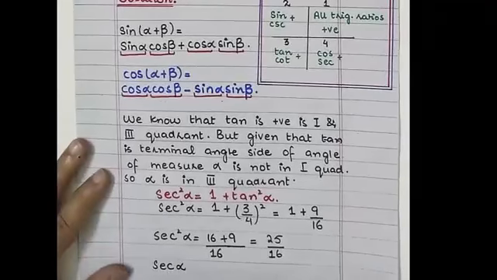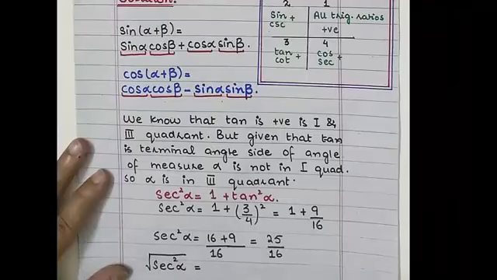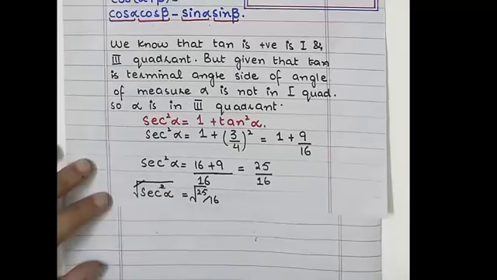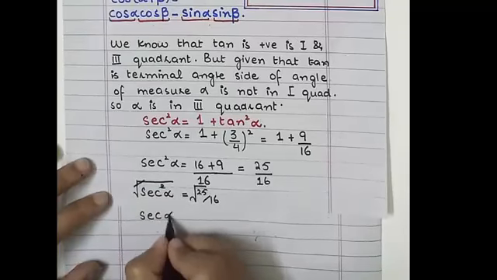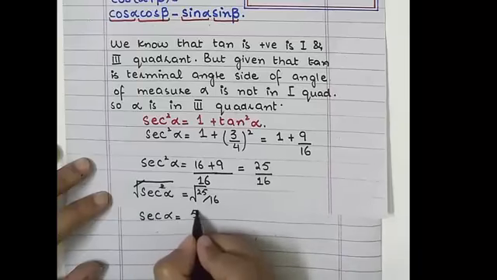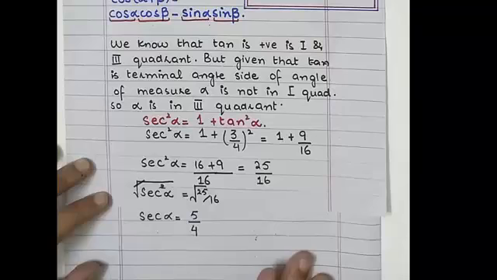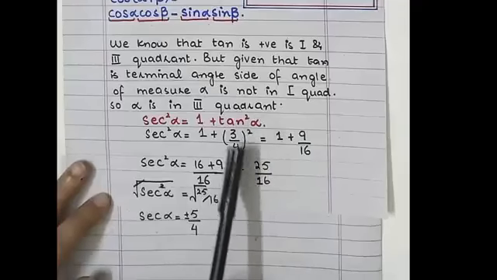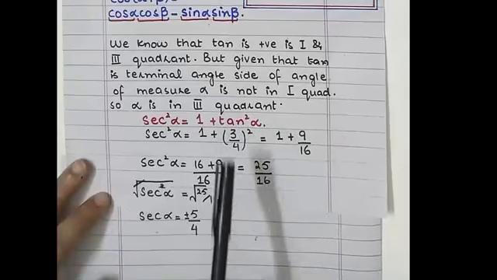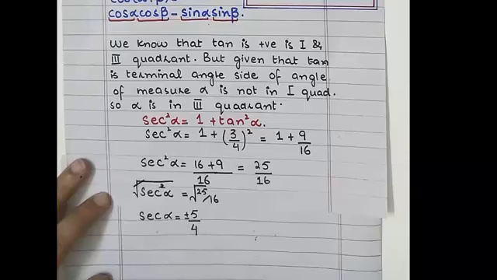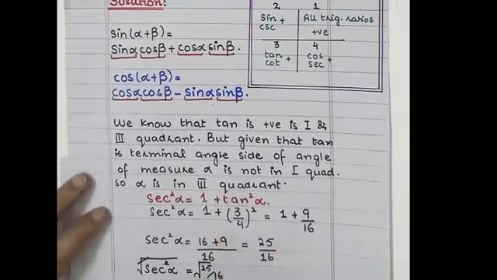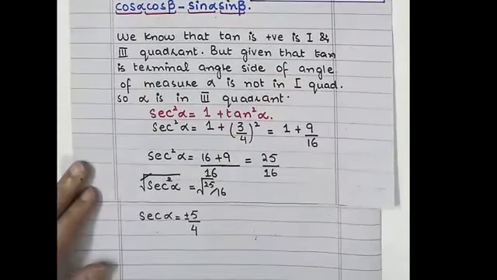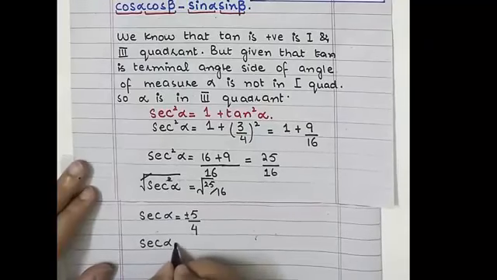So sec alpha is obtained by taking the square root on both sides. The square will cancel out with the square root. We have sec alpha is equal to plus or minus 5 over 4. Since tan was in the third quadrant, from here we infer the value of sec alpha. The value of secant is negative in the third quadrant, so we will ignore the positive sign and write only the negative sign.